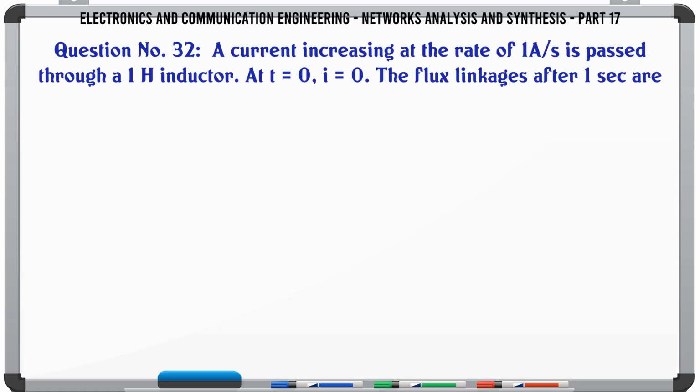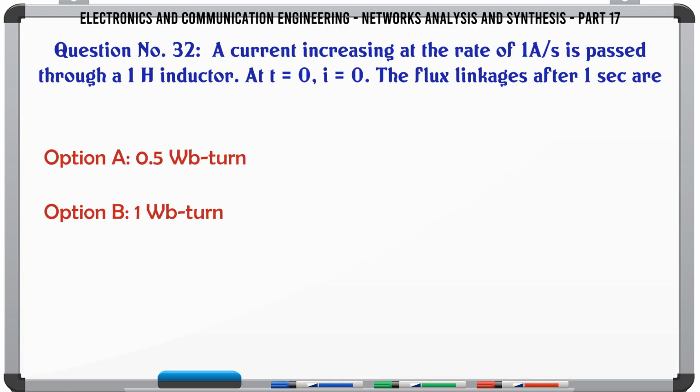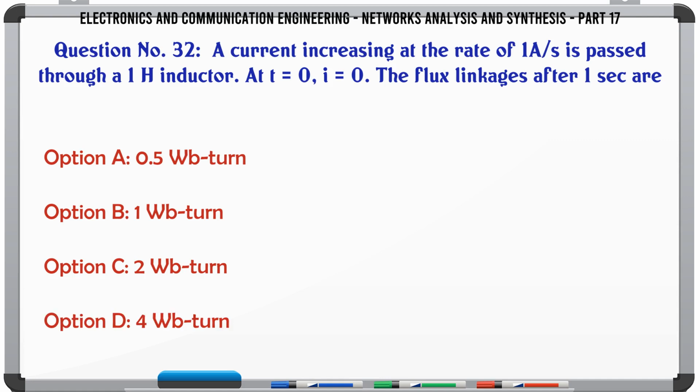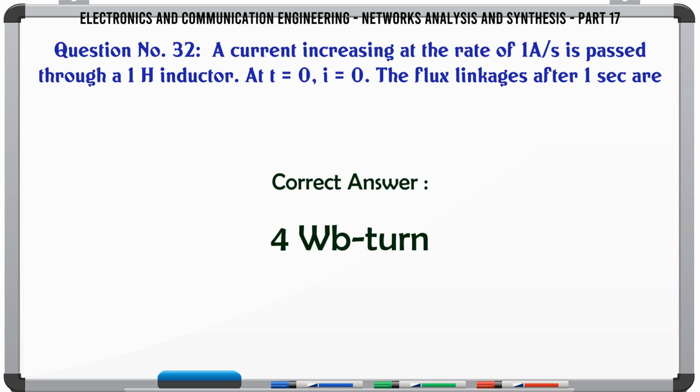A current increasing at the rate of 1 A/s is passed through a 1 H inductor. At t = 0, i = 0. The flux linkages after 1 second are A. 0.5 Wb-turn, B. 1 Wb-turn, C. 2 Wb-turn, D. 4 Wb-turn. The correct answer is 4 Wb-turn.